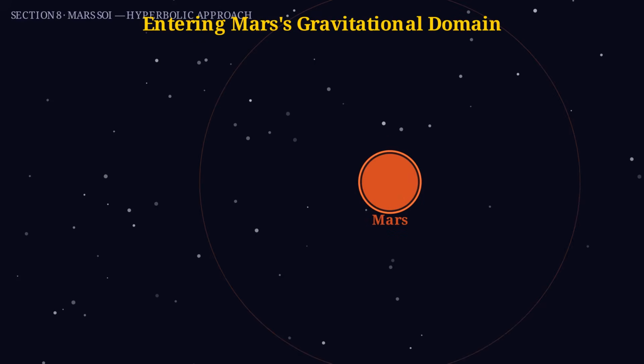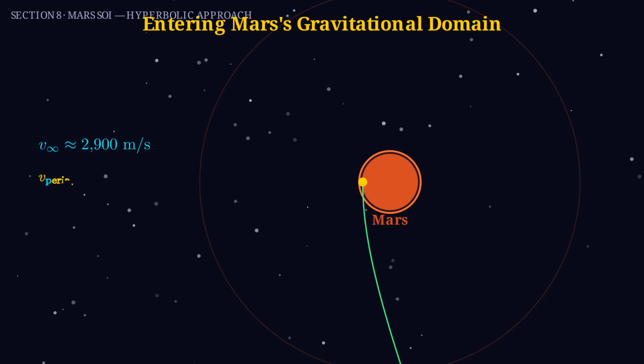Mangalyaan entered Mars's sphere of influence on the 21st of September 2014. 3 days before orbit insertion. In Mars's reference frame, the spacecraft is not in orbit. It is on a hyperbola, with more than enough energy to escape Mars entirely. The hyperbolic excess velocity V infinity is approximately 2,900 meters per second.